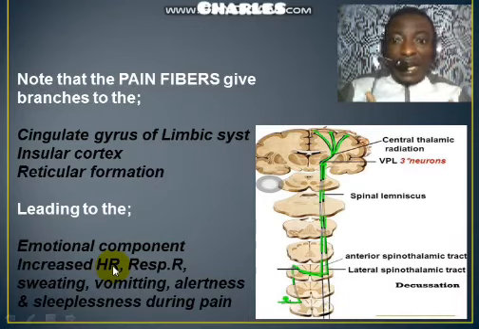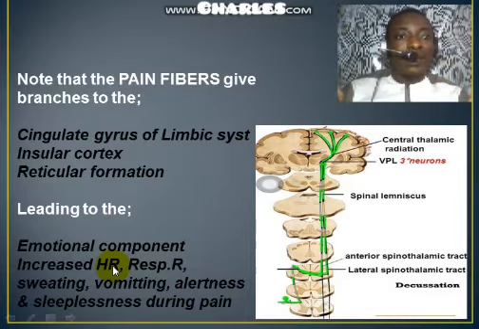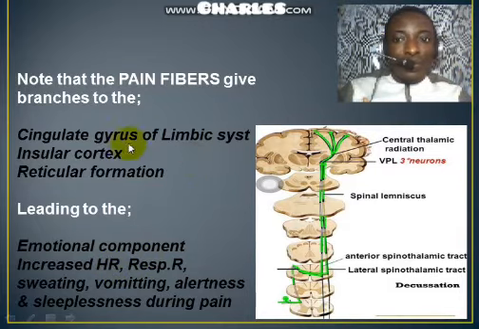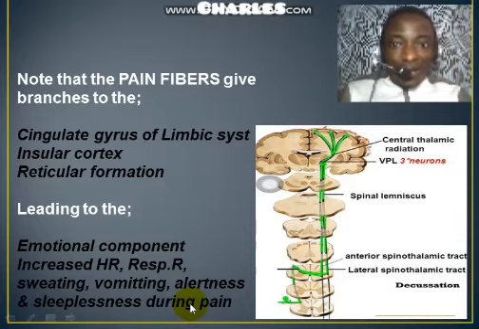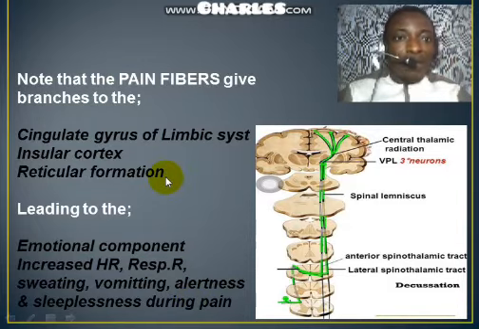So a patient in pain has a very high heart rate, and he breathes very fast. That is one of the signs you know when a patient is in very severe pain. So the pain fibers are also giving branches to the insular cortex. It also gives branches to the reticular formation. I mentioned this in a previous module. This reticular formation is responsible for the sleeplessness and alertness that is associated with pain. So a patient in pain cannot sleep because the pain fibers always give collaterals to the reticular formation, keeping that patient awake and screaming.